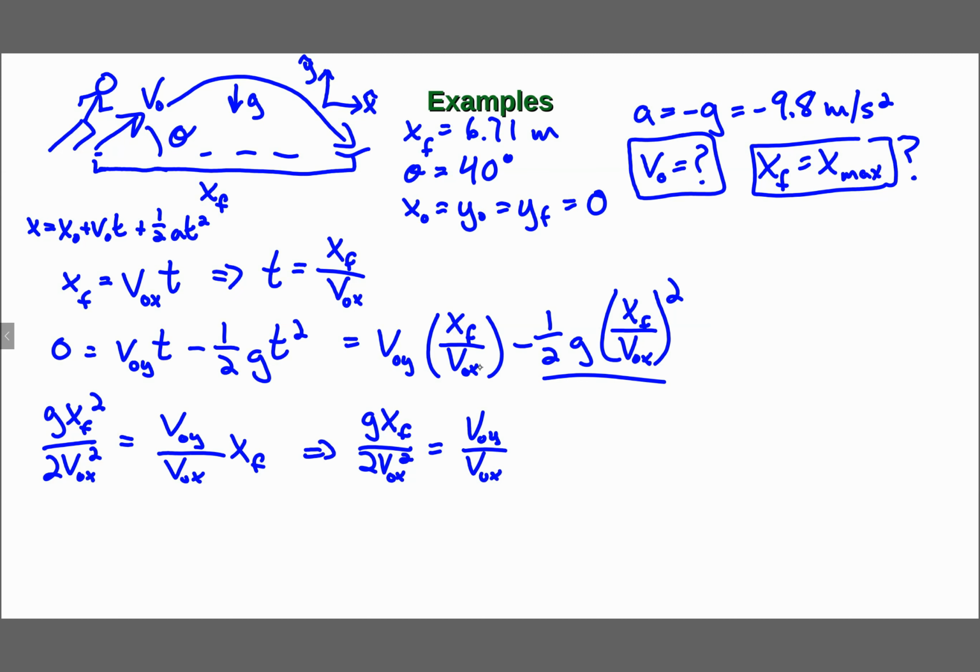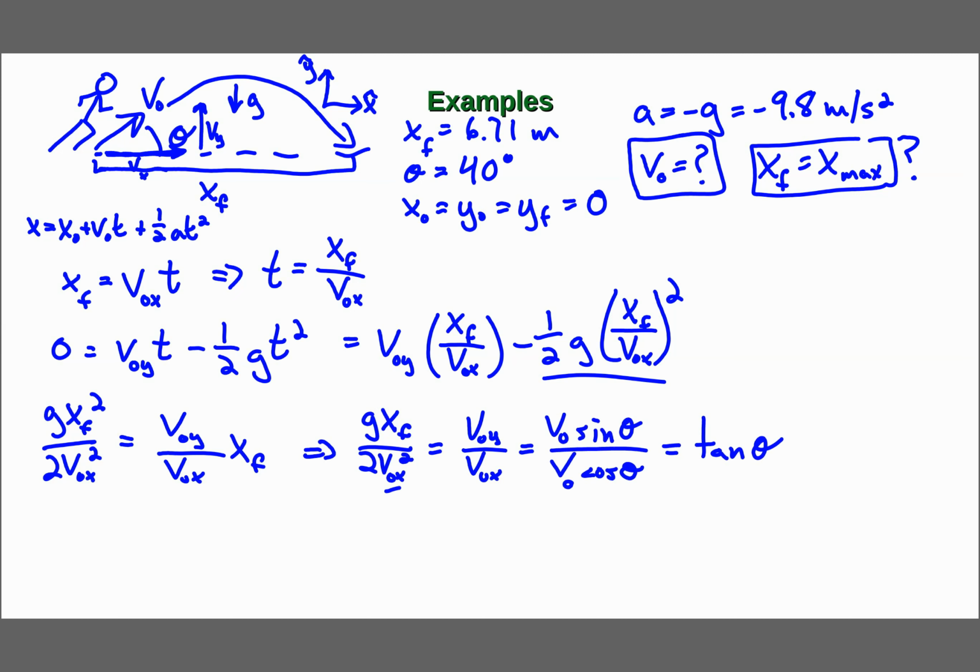And then remember that v naught x is this up here adjacent to theta, so it's v naught cosine theta, and v naught y is going in this direction, so it's v naught sine theta. So this is going to be v naught sine theta over v naught cosine theta. The v naughts cancel, and we just have tan theta.